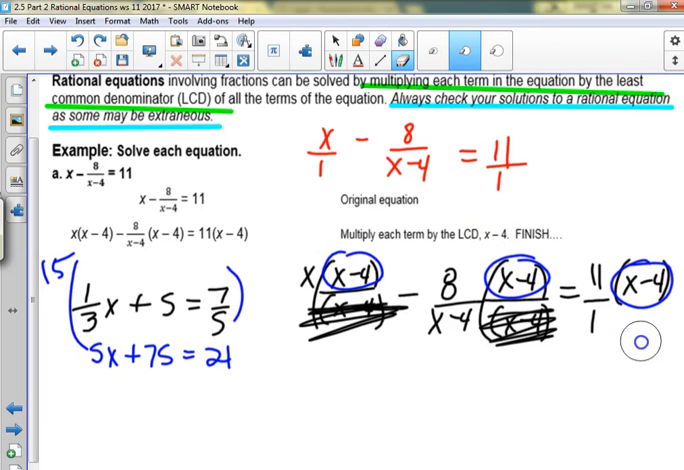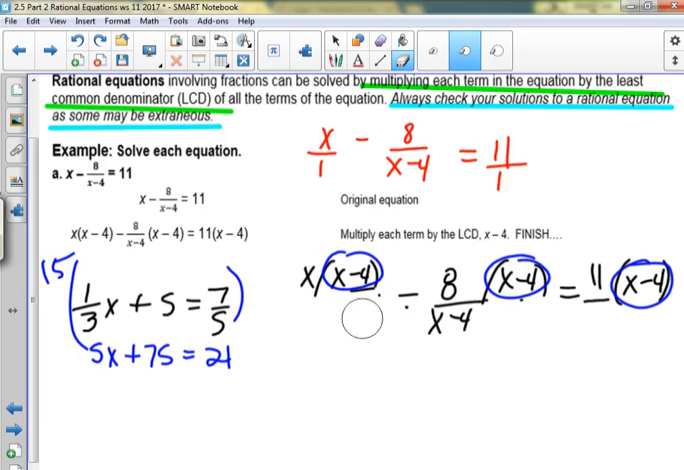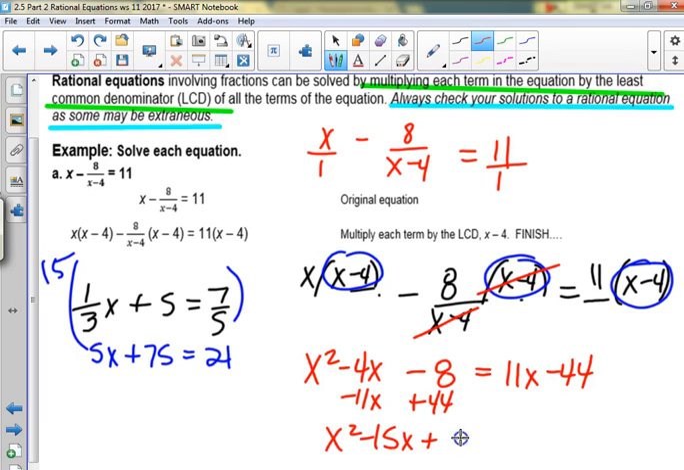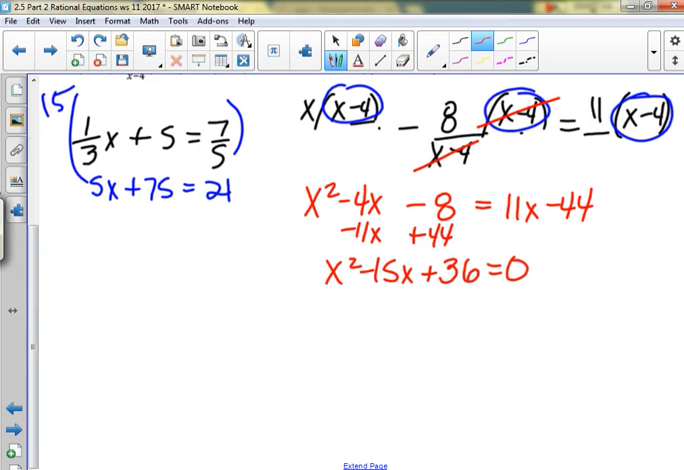So what do I get? Let's see if I can make this look a little bit better. When I multiply an x minus 4 times that first term, I get x squared minus 4x. Everybody helping me here? X minus 4 here divides out the denominator, and we just have the minus 8. And over here, we have 11x minus 44. If I move the 11x and the 44 over here, I get x squared minus 15x plus 36, maybe? Okay. And that factors how?